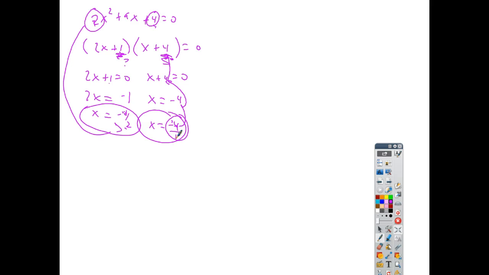Would that always have to be true? If I looked at this, is there any way the answer could be 7?